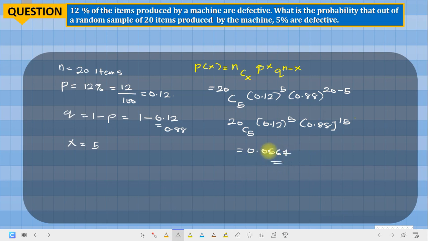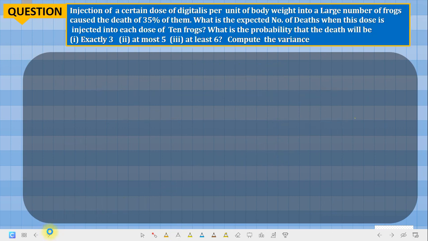And that is the answer to this question. Now let's take the next question. The next question says, injection of a certain dose of digitalis per unit of body weight into a large number of frogs caused the death of 35% of them. Now I believe this is your assignment. Now it causes the death of 35% of them.